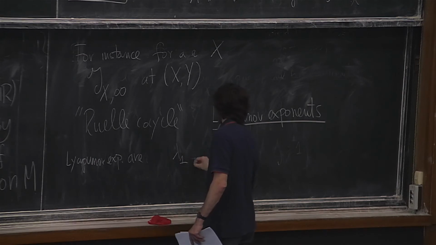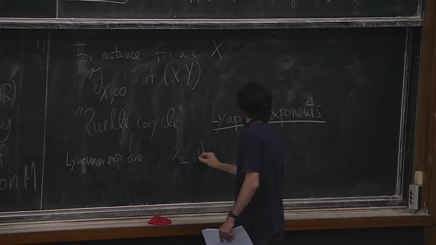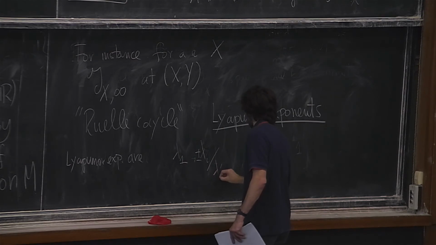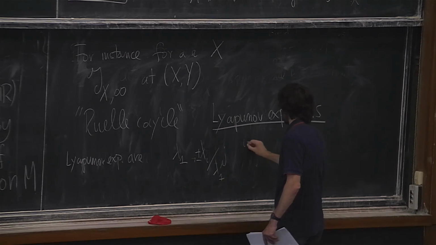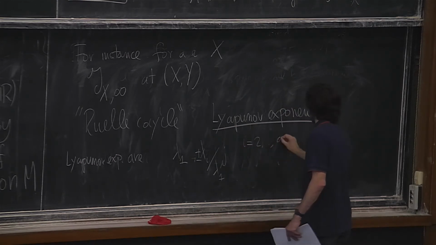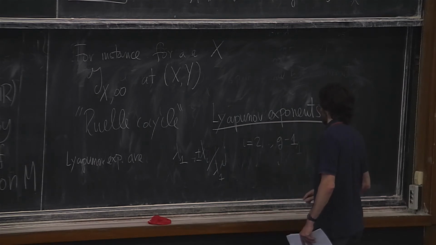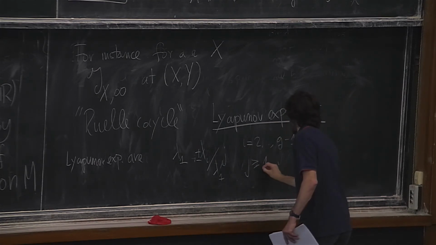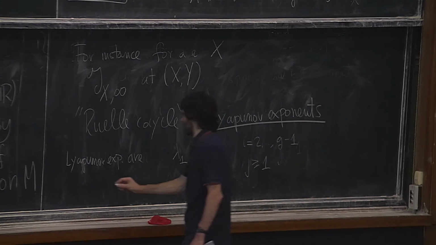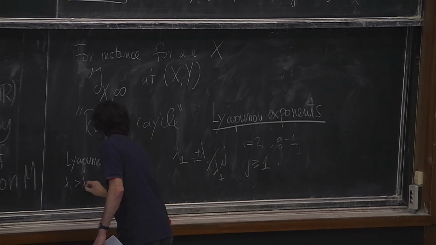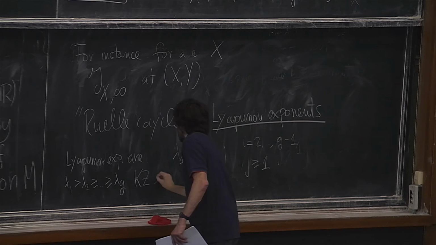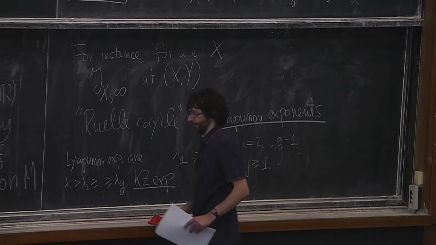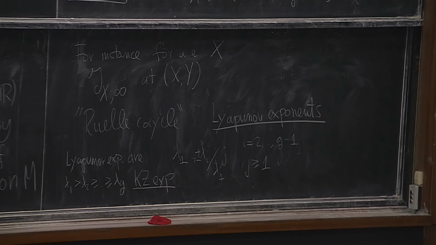well, lambda 1 and then lambda i plus or minus lambda i divided by lambda 1 to the j, where i is 2 to g minus 1, and j is larger than 1. And what are the lambdas? Well, lambda 1, lambda 2, up to lambda g are the Kontsevich-Zorich exponents. So this can be done, and what is the point of doing this?